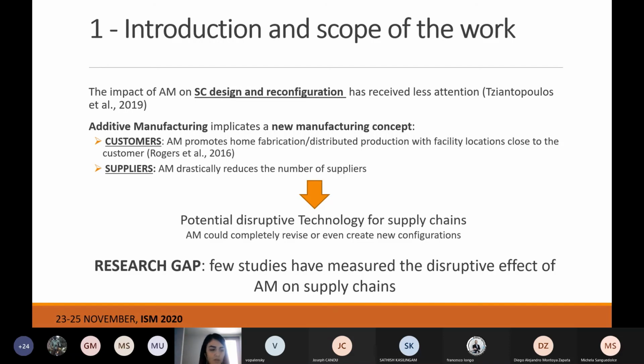As said, it promotes home fabrication and, in general, a decentralized production strategy, and by reducing raw material and components it drastically reduces the number of suppliers. For these reasons, additive manufacturing is considered a potentially disruptive technology for supply chains because it completely revises or even creates new configurations. Nonetheless, very few studies have measured this disruptive effect on supply chains.